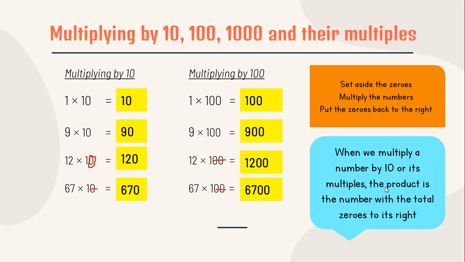its right. Artinya, ketika kita mengkalikan angka dengan 10 atau 100 atau 1000 atau 200 atau 20.000, as long as that is their multiples, the product is the number with the total zeros to its right. Okay?